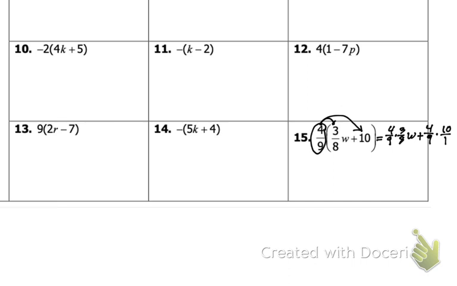Okay. So when you multiply fractions, just a reminder, you multiply straight across. So I'm going to do 4 times 3. 4 times 3 is 12. I'll do 9 times 8, which is 72. Plus, multiplying straight across, we have 4 times 10, which is 40, over 9 times 1, which is just 9. And you're going to see 12 over 72 can be simplified because 12 goes into 12 and 72. It'll be 1 over 6 plus 40 over 9.